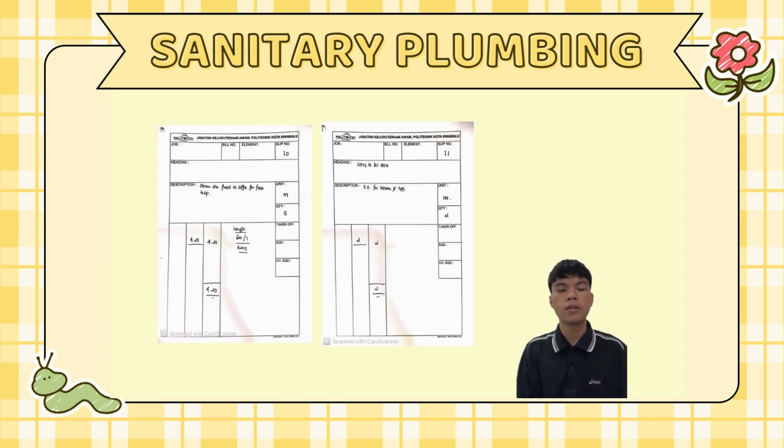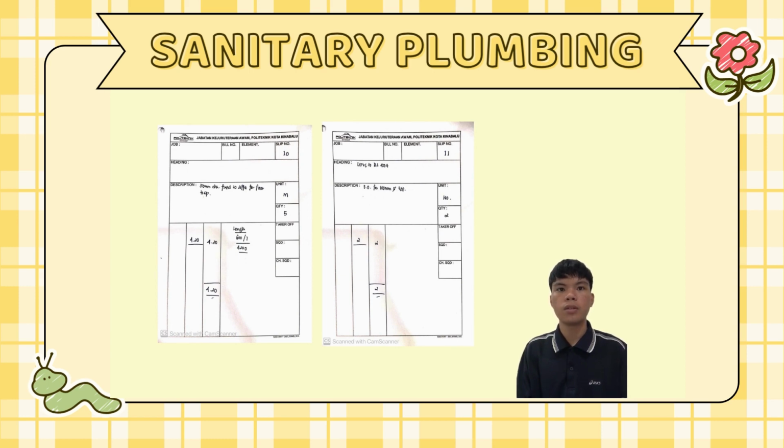Next is 50 mm diameter, fixed to soffit for floor trap. Unit in meter. The length I got is 600 times 7 equals 4.2 meter. So the quantity is 5.